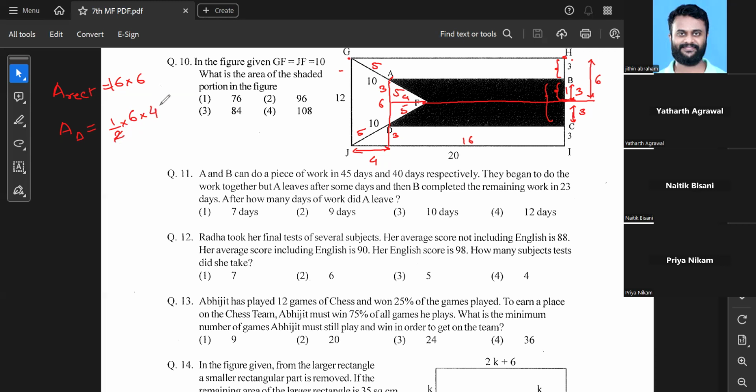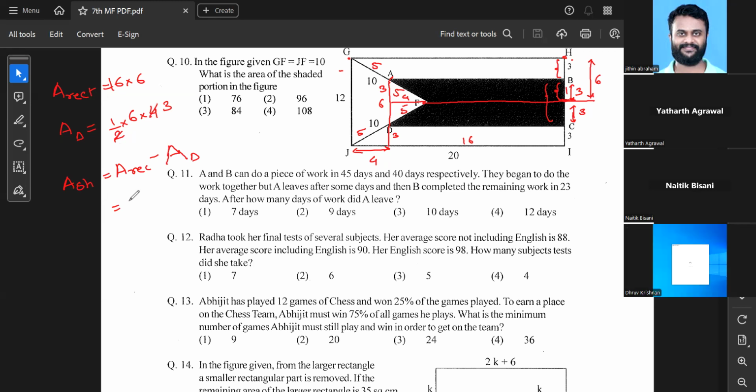So that should give you 3. Okay. Now logically speaking, our shaded area is equal to area of rectangle minus area of triangle. Sir, it will not be 3. It will be 2. Yes, sir, my bad. No, sir, 2. After cancellation, it will be 2.